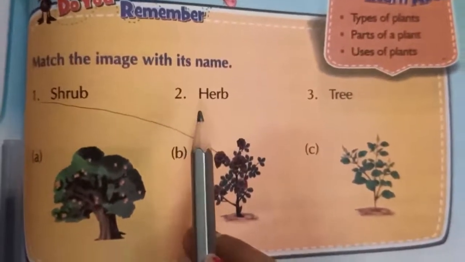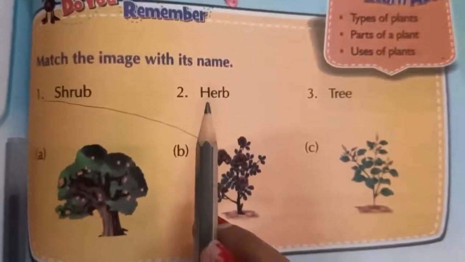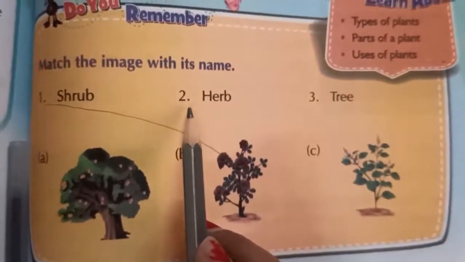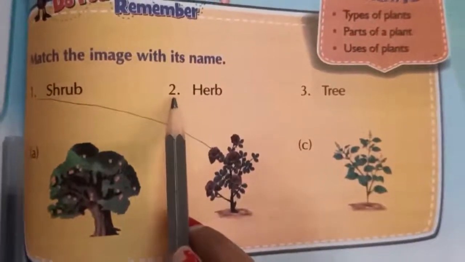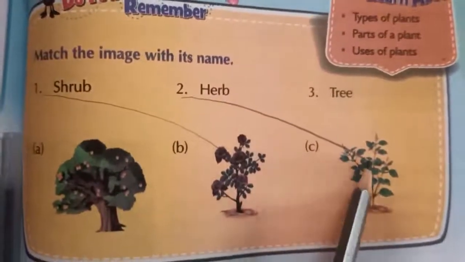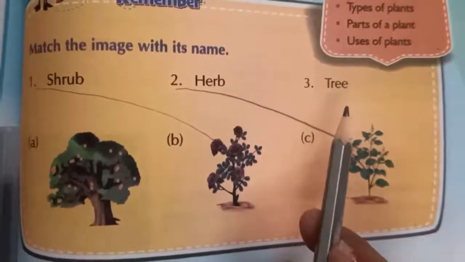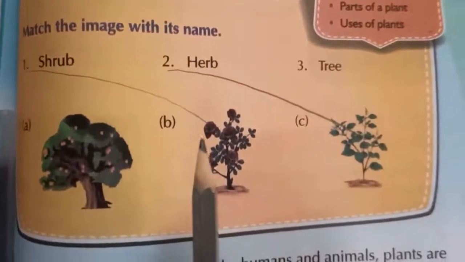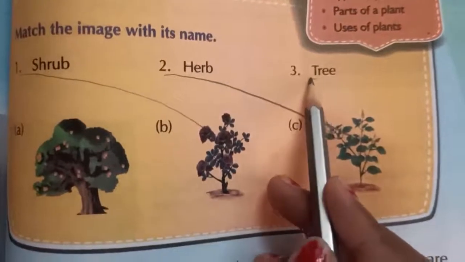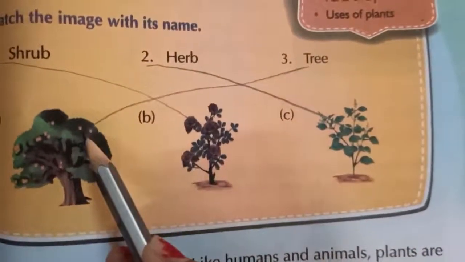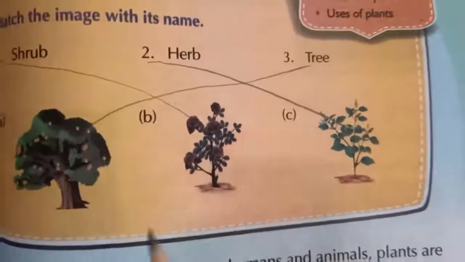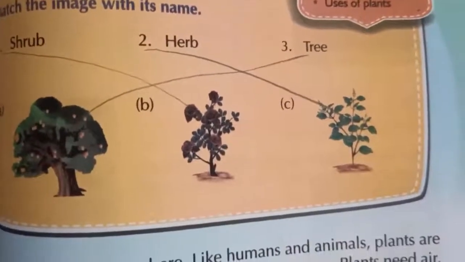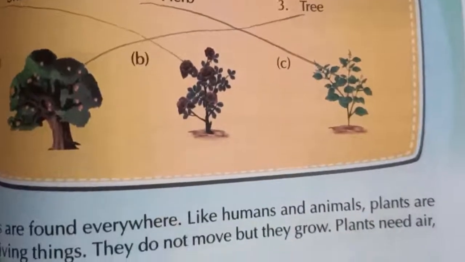Second, herbs. Herbs most probably are used for medicines. So which plant is used for medicines? Tulsi leaves. So yes, second matches with option C. Tree. Tree means the big plants. So the third matches with A, mango plants. Okay.